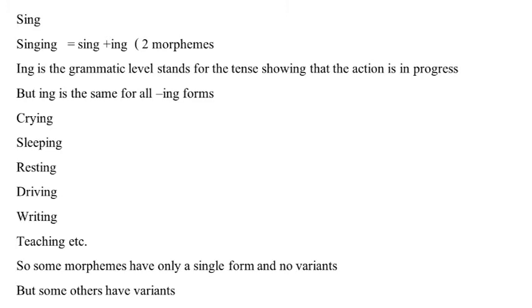So some morphemes have only a single form in all contexts, like the ing form. It is the same for singing, going, crying, laughing, etc. But some morphemes are realized in variant forms. That is the example I gave you in the beginning itself. The plural form, realized as S and ES in spelling, has three different phonetic realizations: S, Z, and Iz.